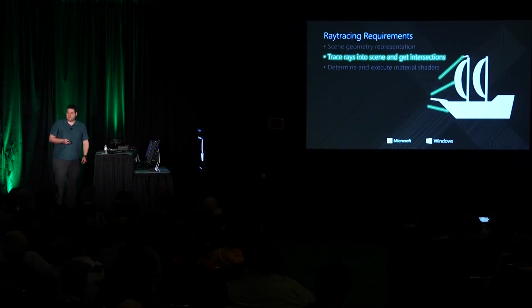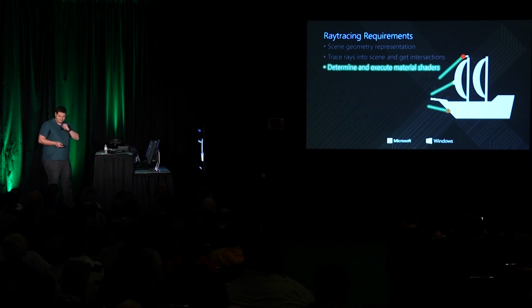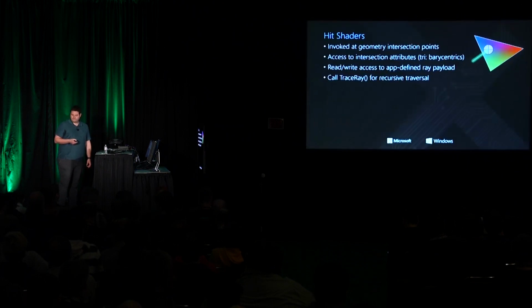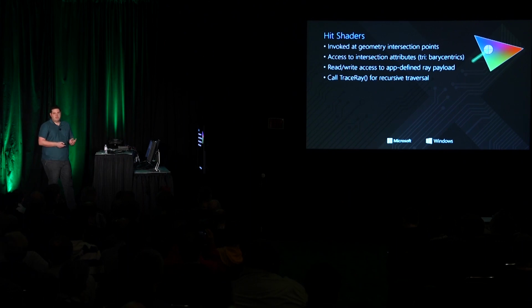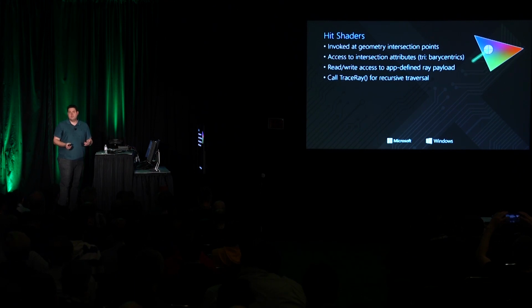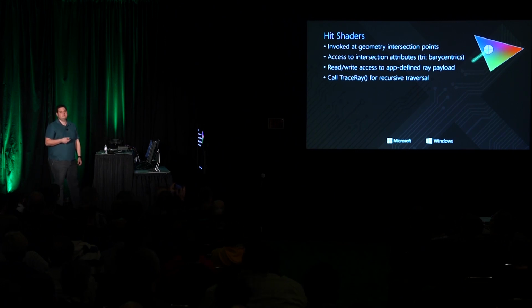So now we've talked about how we trace rays into the scene and get intersections. Now let's talk about how we actually figure out and execute the material shaders. So once an intersection is determined, the material shaders themselves are called hit shaders. Now, hit shaders are invoked whenever you have an intersection with geometry, whether that's triangles or procedural geometry. And within the hit shaders, you have access to the intersection attributes, or triangles, barycentrics, for the custom ones, whatever the application defined. It also has read-write access to the ray payload. And then from within these hit shaders, you can call TraceRay to do recursive ray traversal, for example, if you want to do multi-bounce lighting.